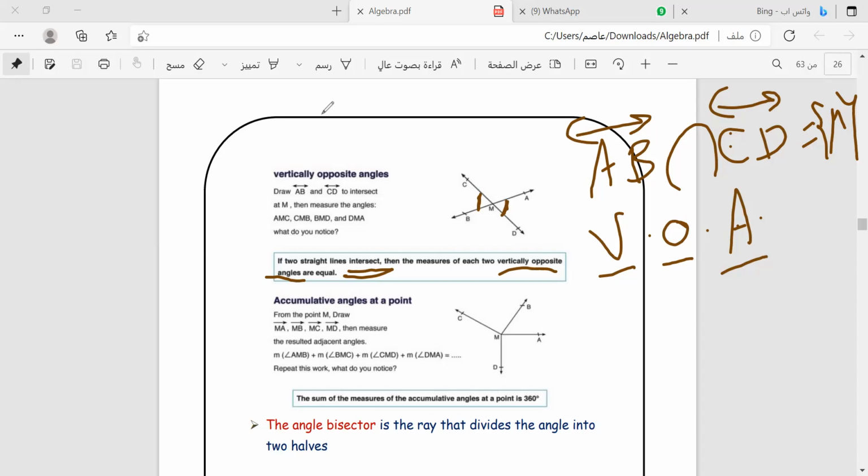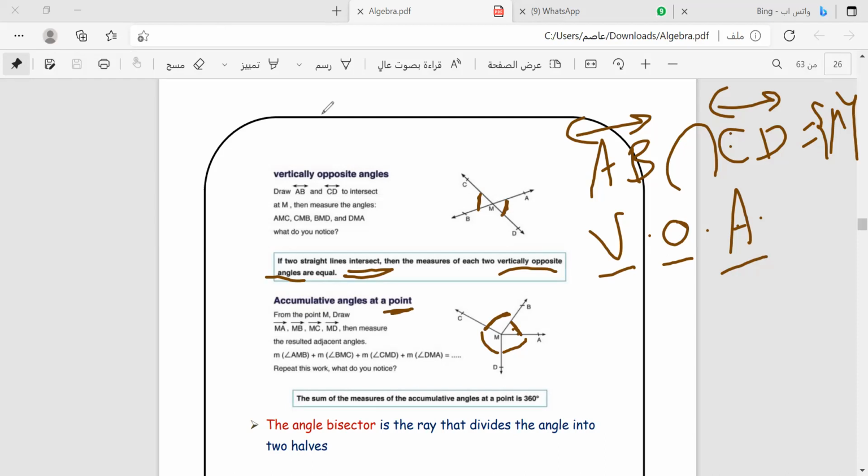Okay. Accumulative angles at a point. In this figure we have four angles. Of course we have more than four, but I mean the four angles, for example angle AMB, BMC, angle CMD, and DMA. All of them are accumulative at M, so we call them accumulative angles at M, or at a point. The point here in this figure is M.